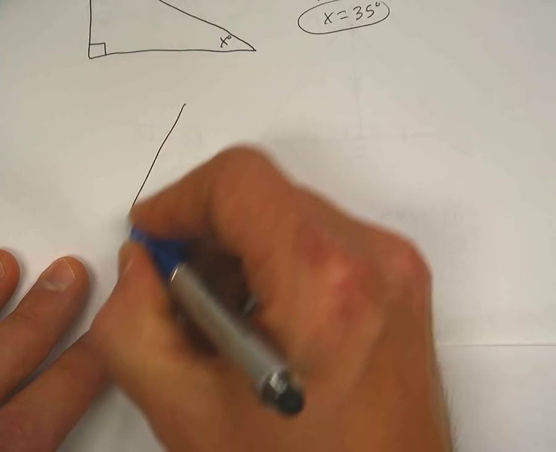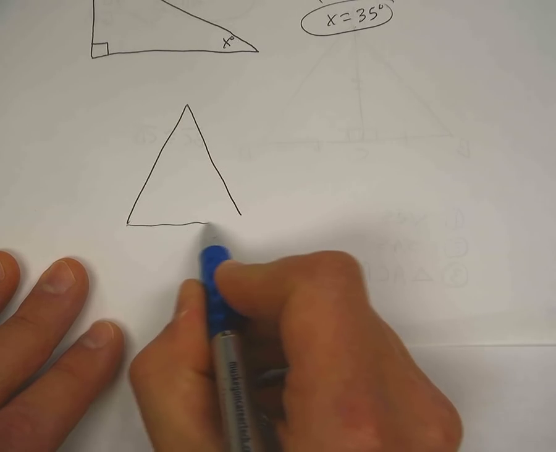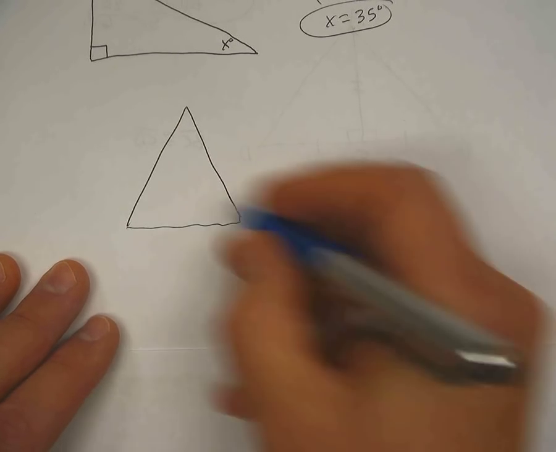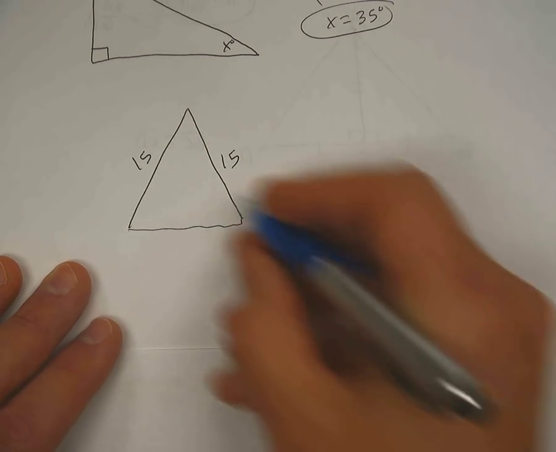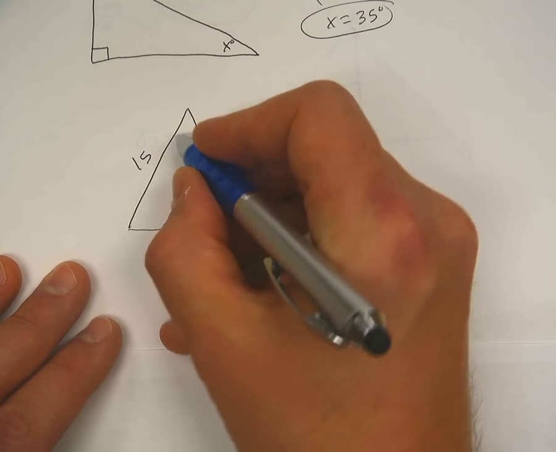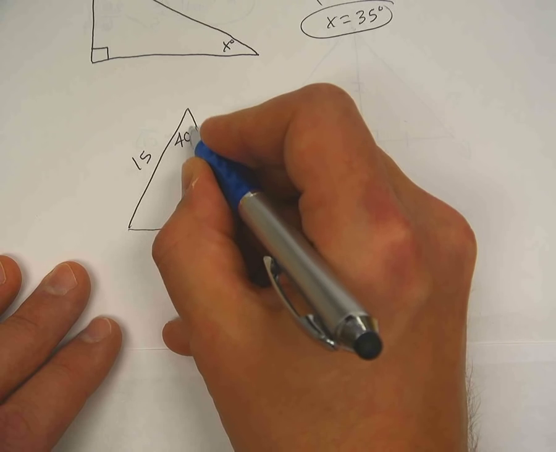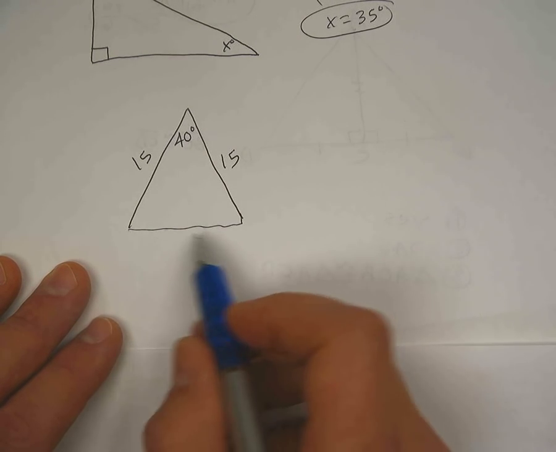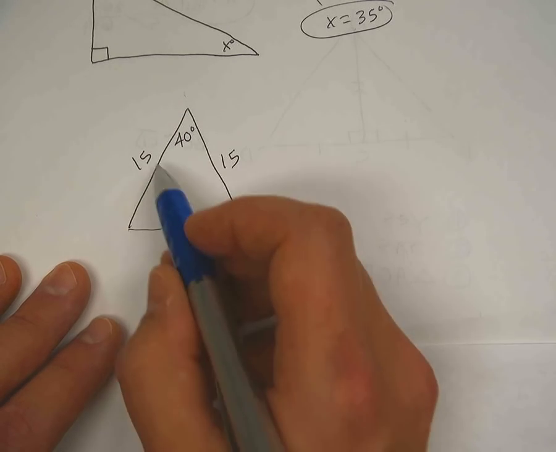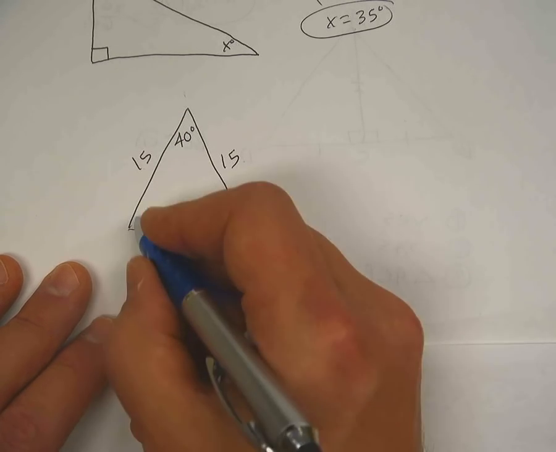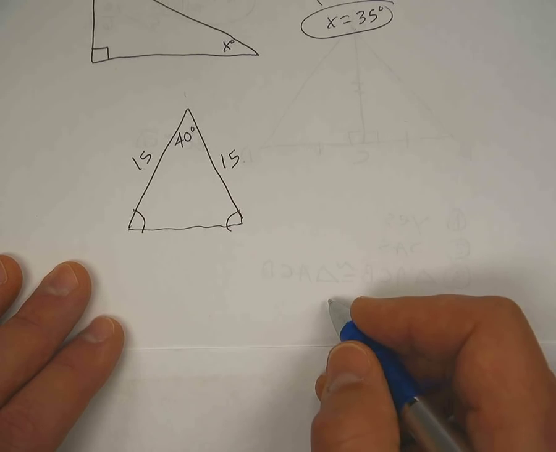All right, let's say now I have a triangle that looks like this, and let's say these sides are 15, and this is 40 degrees up here, and I want to figure out what these two angles are. Well, I know this is an isosceles triangle because these two sides are congruent. That means these two base angles have to be congruent as well.